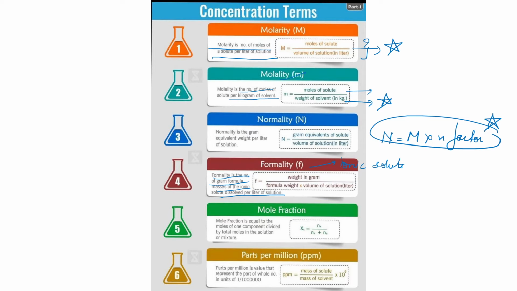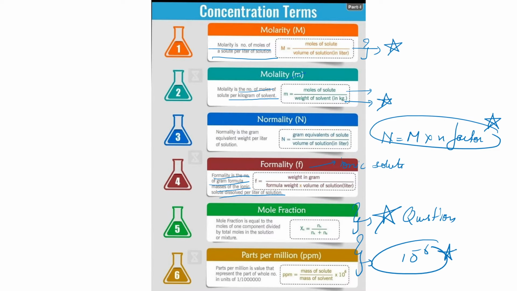Mole fraction. Mole fraction is equal to the moles of one component divided by the total moles of the solution. We'll also discuss some questions regarding this, and practice some questions. And the last term is parts per million. Parts per million is the value that represents the part of the whole number in units of 10 raised to power minus 6. Sorry, 10 raised to power plus 6.